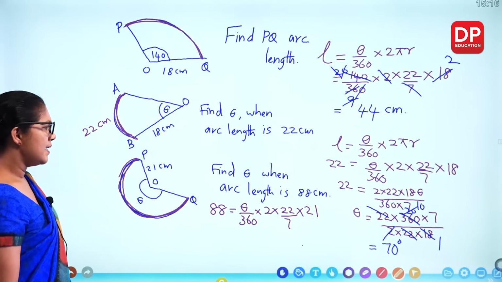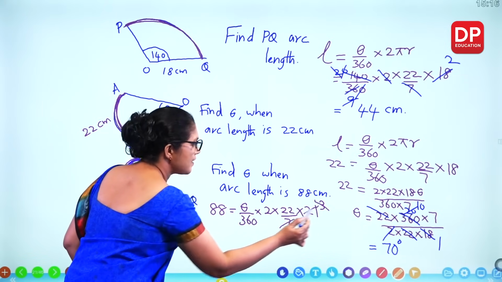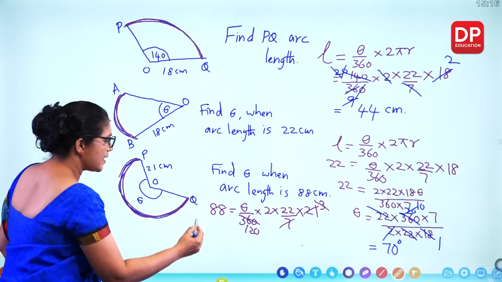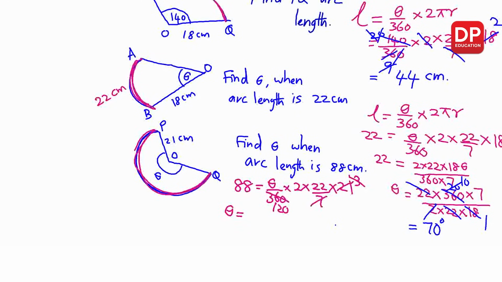Now try to simplify. Here I can simplify 7 and 21 and write 3. And here also I can write 3 with 360. I can write 120. Now rewrite this and do the opposite operation to get theta. So what is theta? Theta is equal to 88 multiplied by 120 divided by this value. So 2 times 22. So what's the answer? 2 times 22 is 44. 44 times 2 is 88. So 2 times 120, you get 240 degrees.